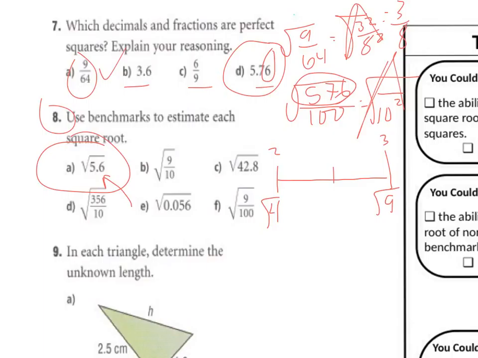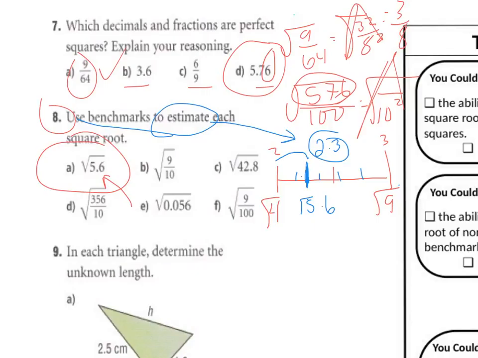5.6 would lay somewhere about this area. We'll say that's about 5.6. So if this was 4, 5, 6, 7, 8, 9, this is about 5.6, which is about 2.3. So by using benchmarks, I can estimate my answer to be 2.3 because I use number lines. Try another one.